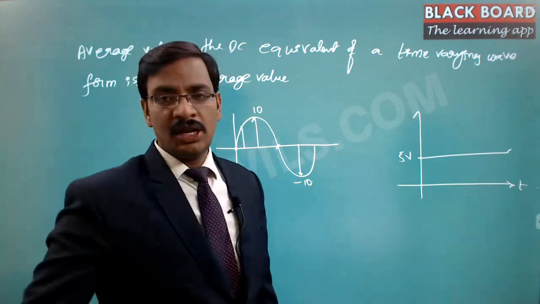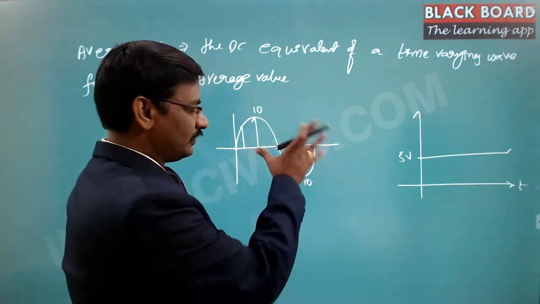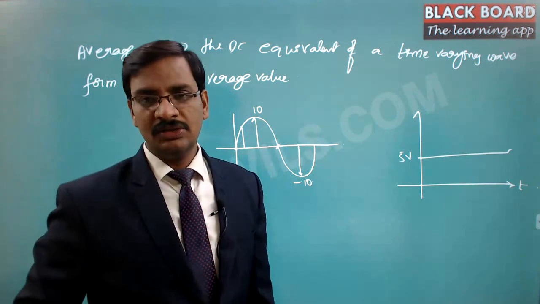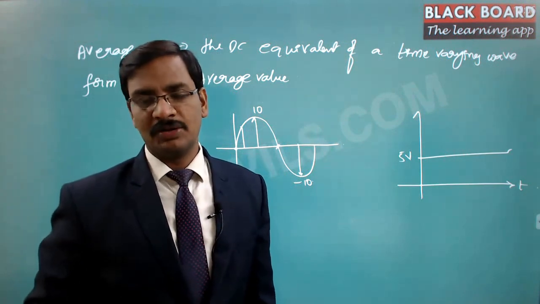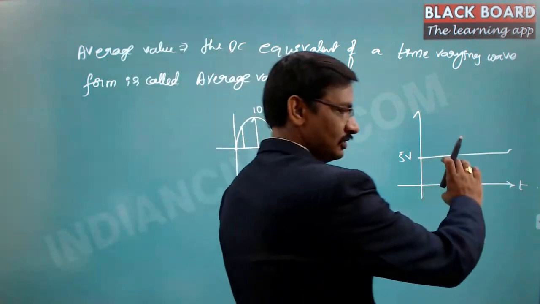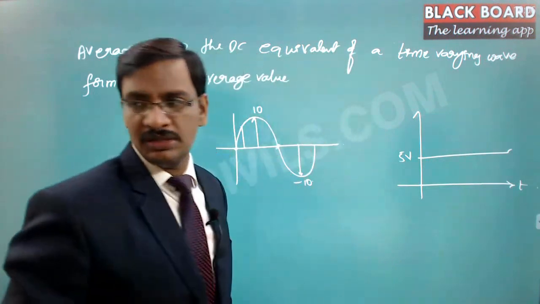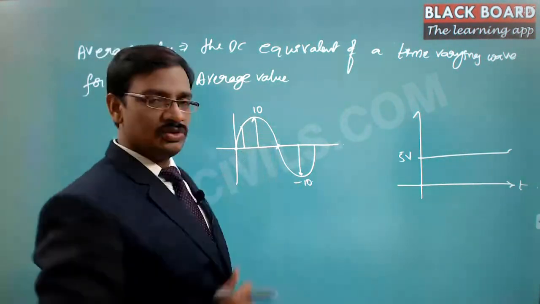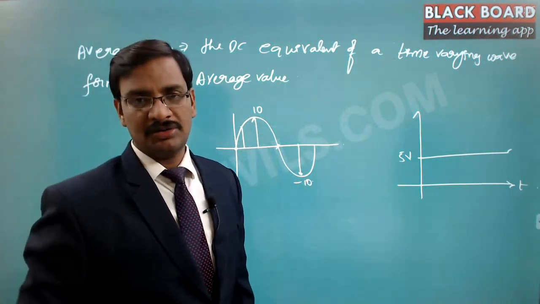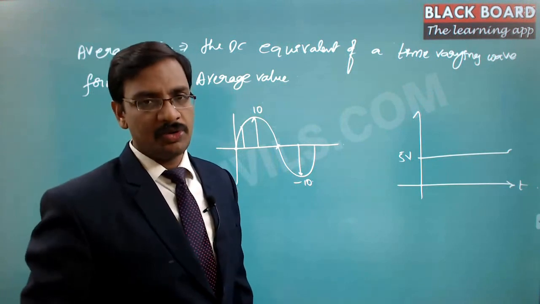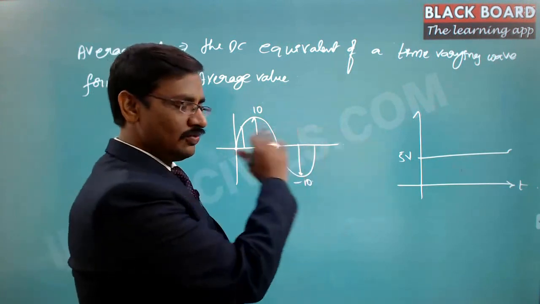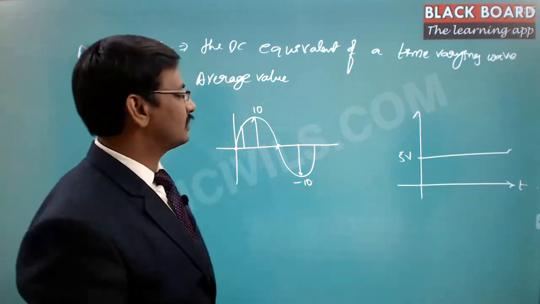Now if I ask what the equivalent DC is, you need to come up with a certain number. What is the impact that this particular 5 volts has on the circuit? Is it exactly the same thing it is going to give? It may or it may not. So there is something called the DC equivalent value of the AC, and this is what is called the average value.